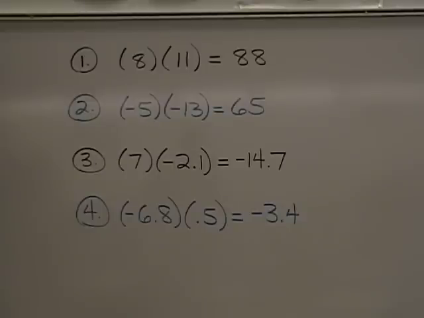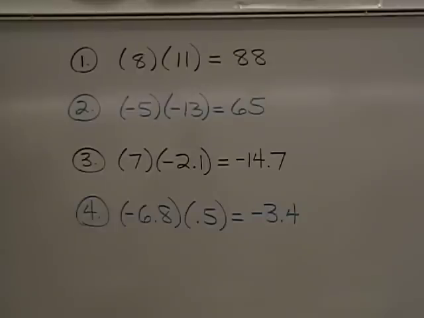Number 3, we have a positive 7 being multiplied times a negative 2.1. Now, it doesn't matter that one of the numbers is an integer and the other one is a decimal number. The rules still apply. And what are we doing in this one? Well, we're multiplying two numbers that have different signs. We're multiplying a positive times a negative. So that's going to give us a negative answer. Now, let's just do the multiplication. 7 times 2.1 gives us a negative 14.7.